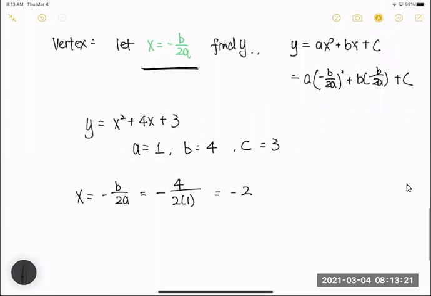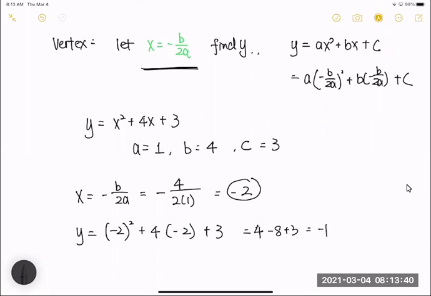And then for y, you want to substitute x equals negative 2 into the equation. So negative 2 squared plus 4 times negative 2 plus 3. This equals 4 minus 8 plus 3, which is negative 1. So the vertex should be negative 2 and 1.